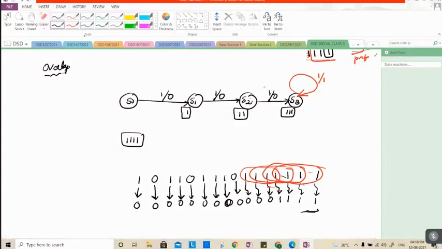Right, now mark the other states. Mark the other states here.